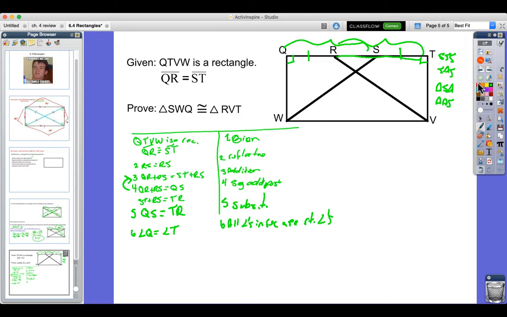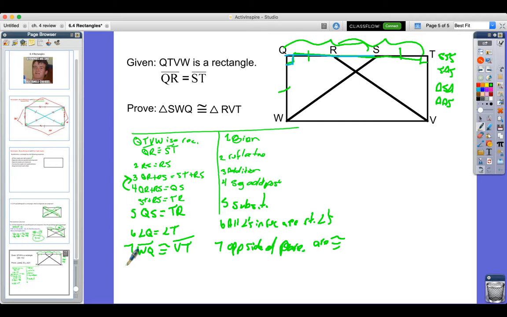And then over here, I'm going to change the color to represent different ones. Side and then angle. So we're going to go ahead and say these sides are equal to each other. Because what do we say about rectangles? Opposite sides of rectangles are congruent. So 7, WQ is congruent to VT. Opposite sides of a parallelogram are congruent. All right, so now we've got side, angle, side.